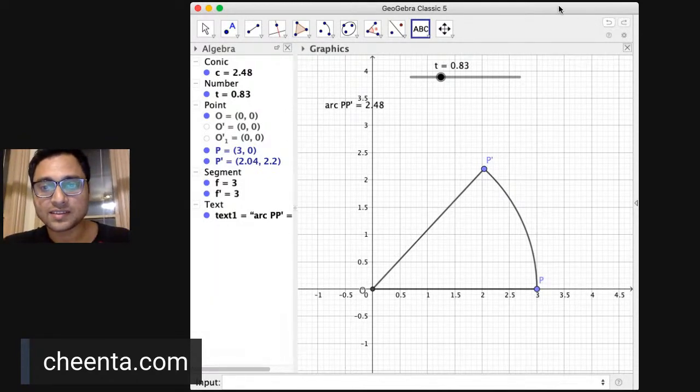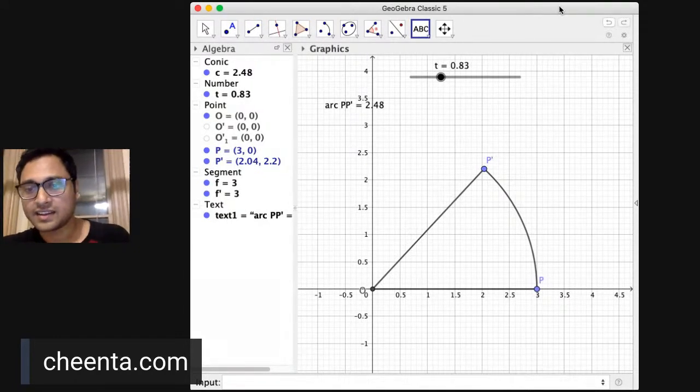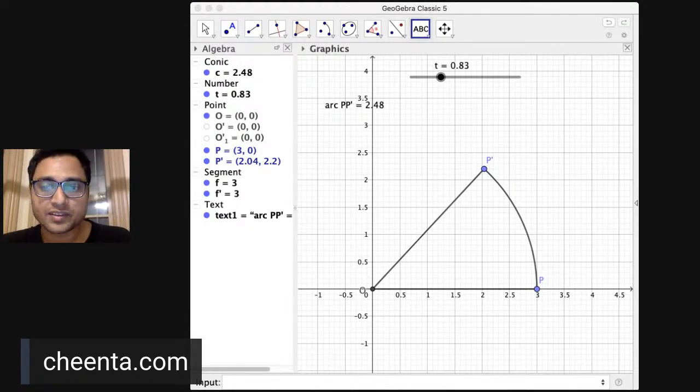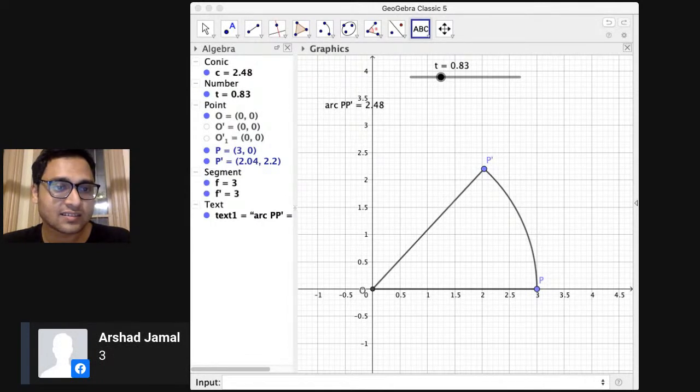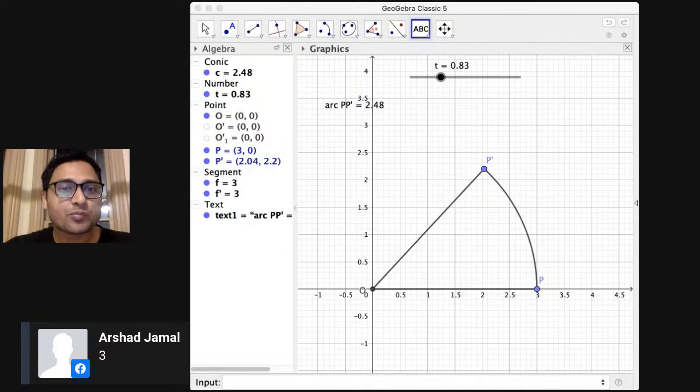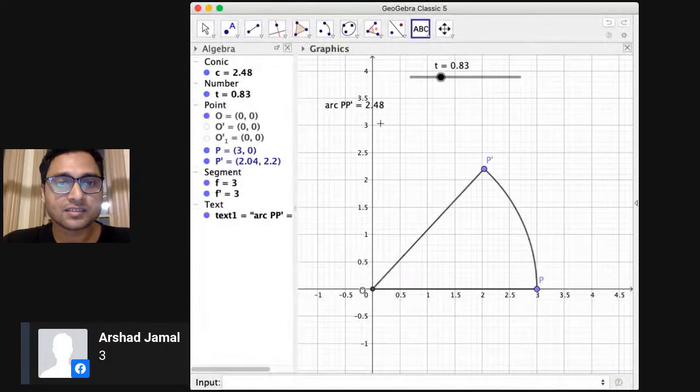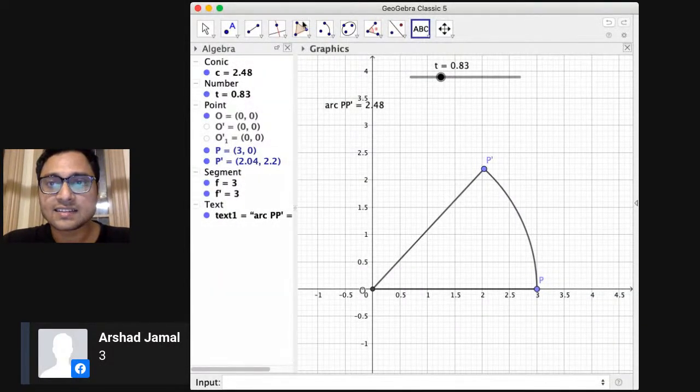Shikha Mahato is saying it's 3. Excellent, very good. It is indeed 3. So let me just put this here. Arshad Jamal is also saying it's 3. That's very good. So the arc is 2.48. The radius is 3.